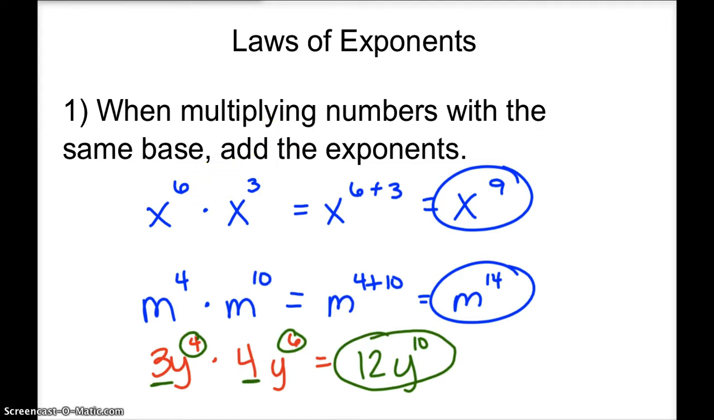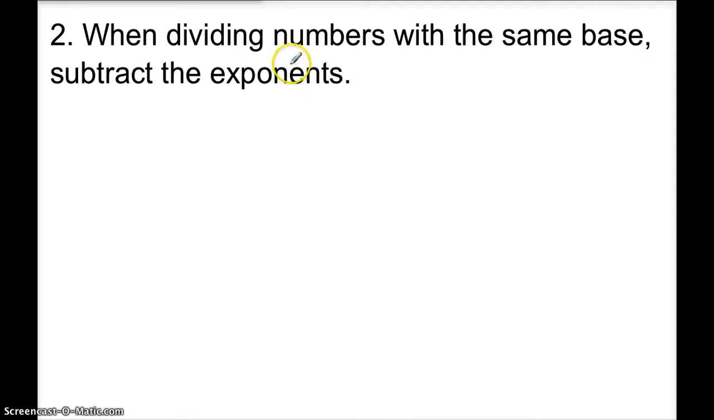You add your exponents. The second law says when you're dividing, you're going to subtract the exponents. So if we have x to the sixth over x squared, subtract those. 6 minus 2 is 4.